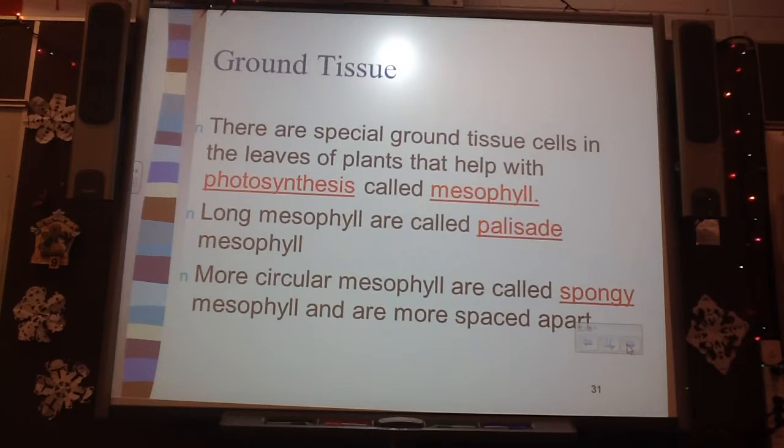But the long ones are called palisade, and the smaller circular ones are called spongy. Now, when you look at your leaf under the microscope, I want you to notice the difference. And on some of them, I say like the arrow is pointing to the palisade. If you've been going around, do you see that?